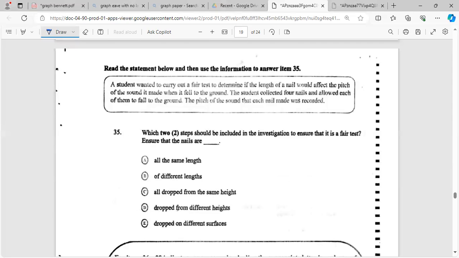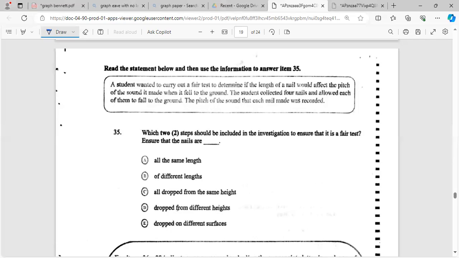Read the statement below and then use the information to answer item 35. A student wanted to carry out a fair test to determine if the length of a nail would affect the pitch of the sound it made when it fell to the ground. The student collected 4 nails and allowed each of them to fall on the ground. The pitch of the sound of each nail was recorded. Name 2 steps that should be included in the investigation to ensure that it's a fair test. Ensure that the nails are A, the same length.